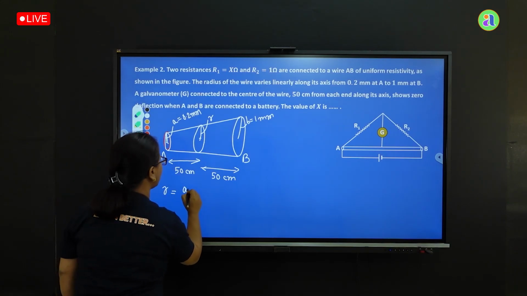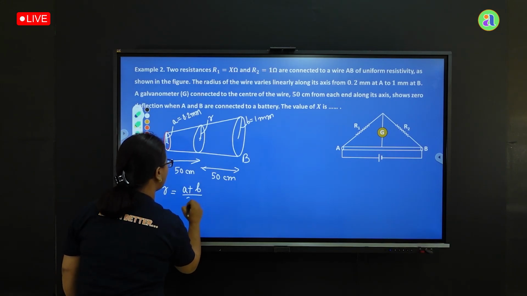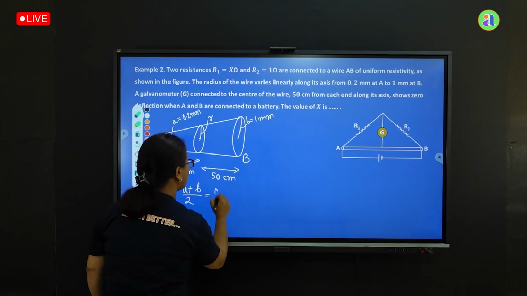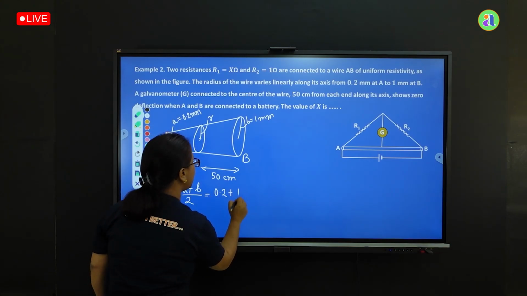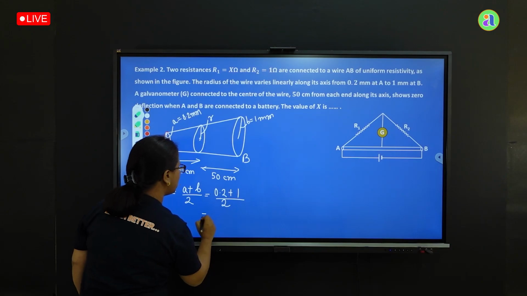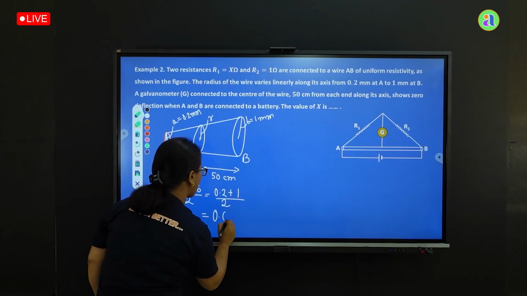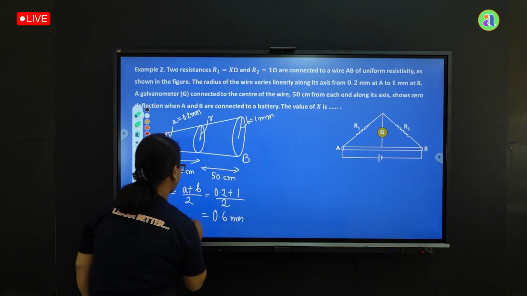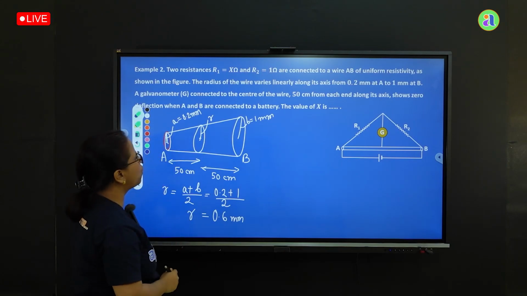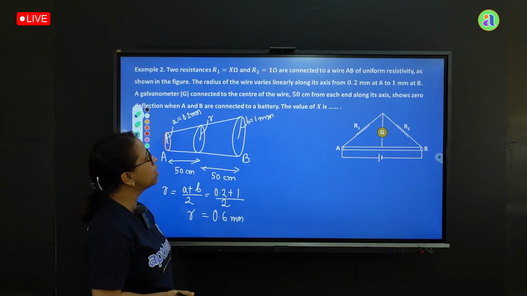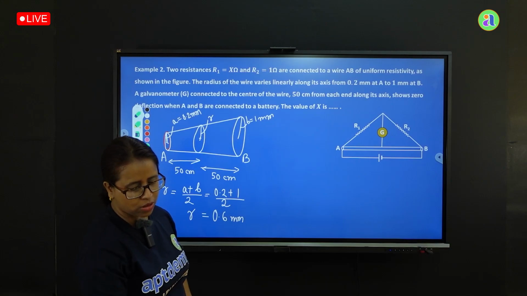R is nothing but (A plus B) by 2. So we have A as 0.2 and B as 1, so this is nothing but 0.6 millimeter. You must be wondering why we have found this R out. You will quickly get an answer to this.